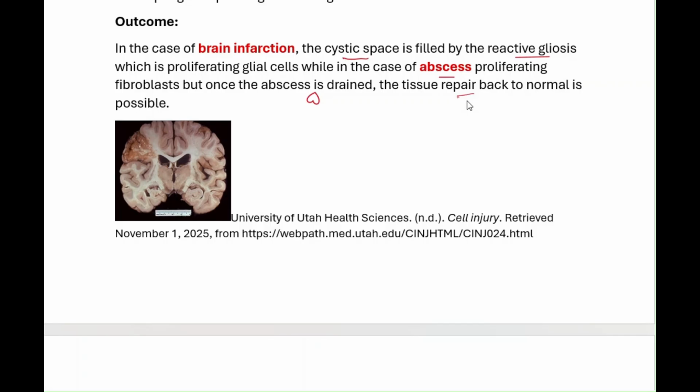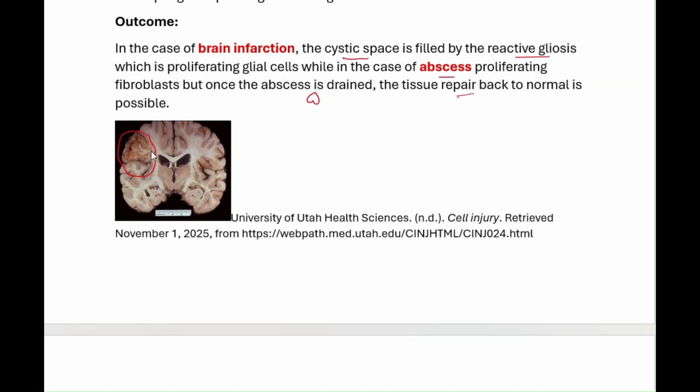And of course, if the abscess is not drained, then you can start having proliferating fibroblasts in that area, because remember, abscess is a wall of infection. The image here is just showing somebody who has ischemic stroke, with gross evidence of liquefactive necrosis.